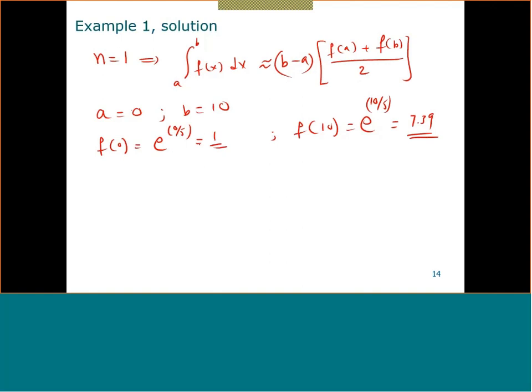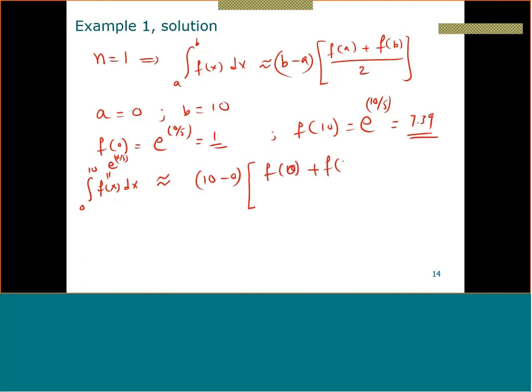So let's go back here to the integration from 0 to 10 of f of x dx. And now f of x is nothing but e to the power of x over 5. This is your f of x. This is approximated by 10 minus 0, times f of 0 plus f of 10, or f of 10 plus f of 0, it doesn't really matter, divided by 2. So we have everything here. So we do the calculation. This is equal to 41.9095. So this is when n is equal to 1.